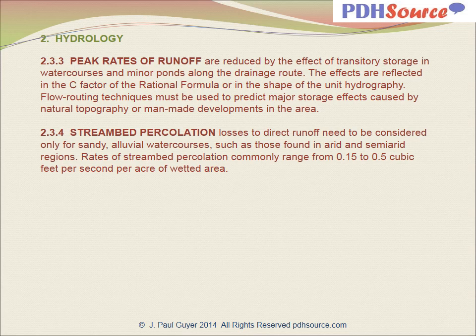Stream bed percolation losses to direct runoff need to be considered only for sandy alluvial watercourses, such as those found in arid and semi-arid regions. The rates of stream bed percolation commonly range from 0.15 to 0.5 cubic feet per second per acre of wetted area.